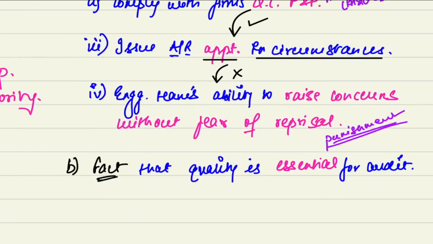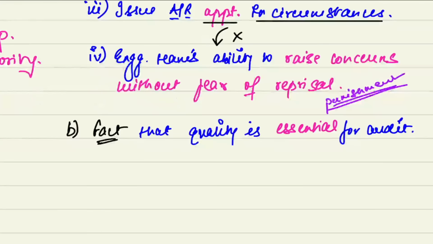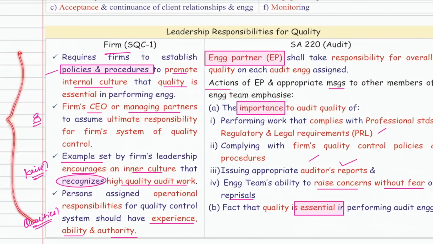And last, quality is not only important, but also essential. See, it is written important. So not only important, but it is also essential for the audit. Okay, so here your leadership responsibility part gets done. Please just make sure you have a proper understanding of this topic.